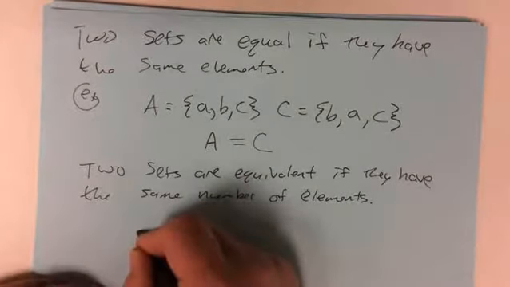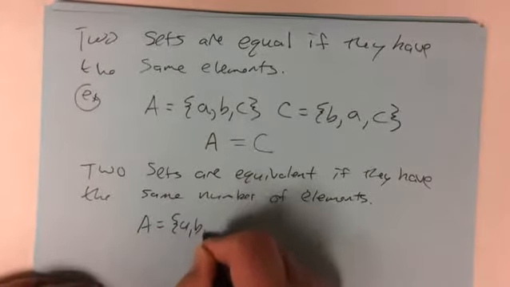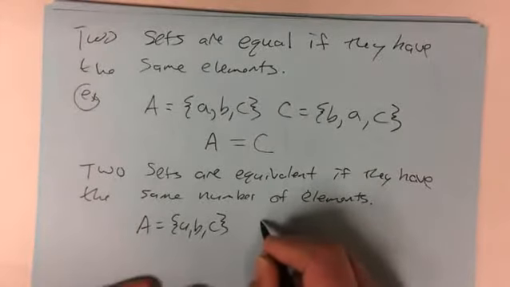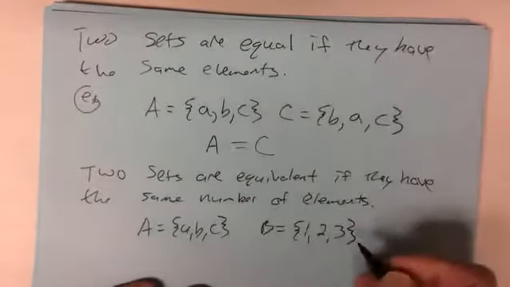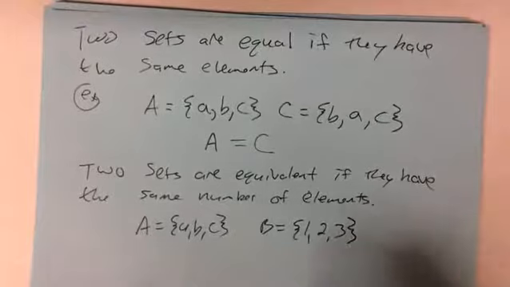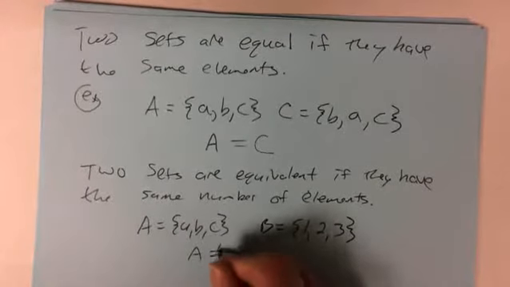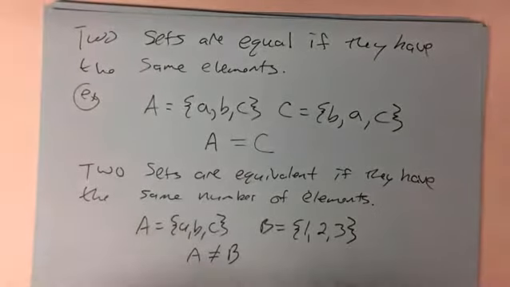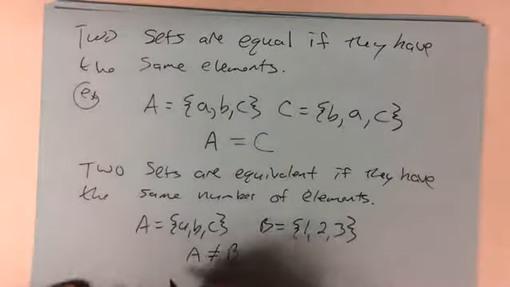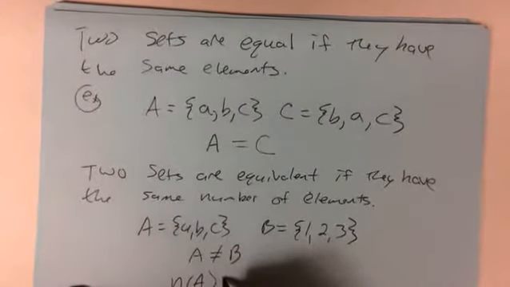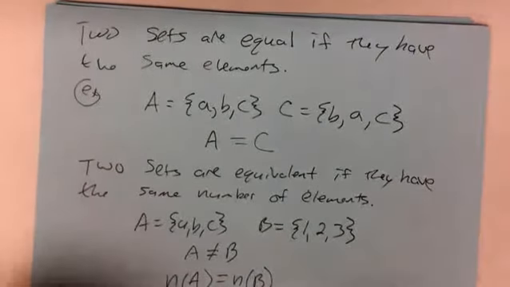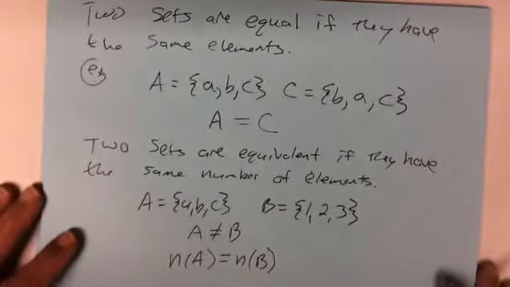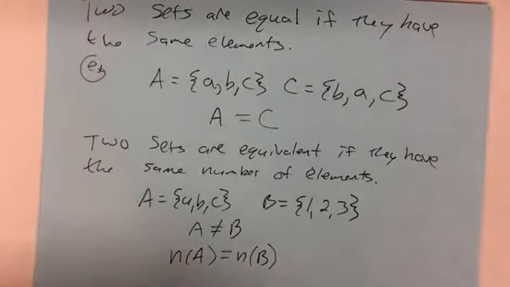Okay, so let's say set A was A, B, C. And then we can say set B, let's say, is 1, 2, 3. Those are our two sets. Well, A is not equal to B. They don't have the same elements. But they do have something in common. Both of those sets have 3 elements. And so what I could say is that the number of elements in set A is equal to the number of elements in set B. They're both equal to 3. And so we could say that the two sets are equivalent.